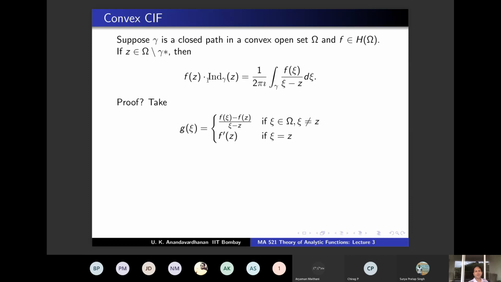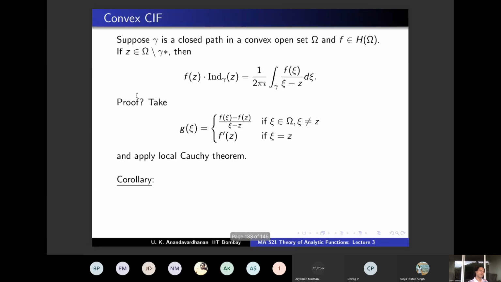G of psi is defined like this when psi is not equal to z, and f prime of z if psi is equal to z. This function has the property that it is continuous everywhere, continuous throughout omega, and it is differentiable everywhere except at this point z. At this point also maybe, I don't know, I don't care. So this is your p. If you take p to be z, except at this point it's holomorphic, and it is continuous everywhere. So you can apply the local Cauchy theorem to G, and the integral of G over gamma is 0. But the integral of G over gamma being 0 means this is equal to this by the definition of the winding number.